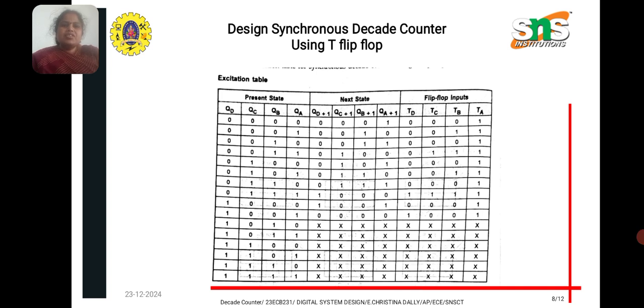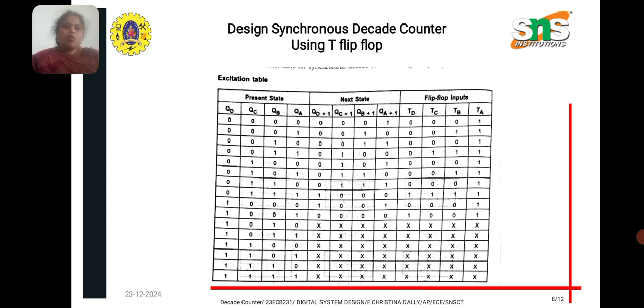So this is the excitation table for the flip-flops. The present states are QA, QB, QC and QD. Initially the values start from 4 zeros and end with 4 ones. The next state will be QA plus 1, QB plus 1, QC plus 1 and QD plus 1. So what will be the next state? For example, if it is 4 zeros, the next state will be 0001. According to that we write the next state from the present state.